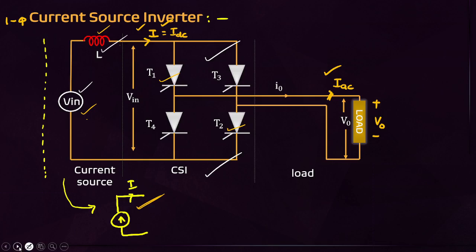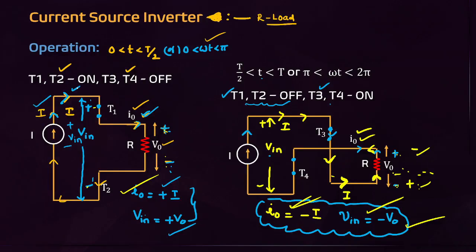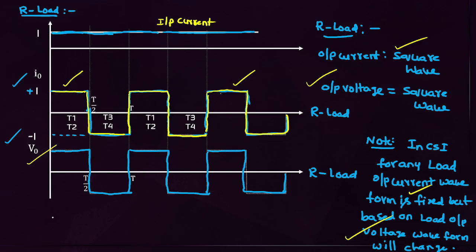If you operate this circuit as a current source inverter, from 0 to T by 2, T1 and T2 are on, and from T by 2, T3 and T4 are on. Then we can get the output like this. In a current source inverter, current is independent of the load, but voltage depends on the load. But a point to remember: for a resistive load, there is no change in the voltage and current waveforms. That is, for a resistive load, output current is a square wave and output voltage is also a square wave.